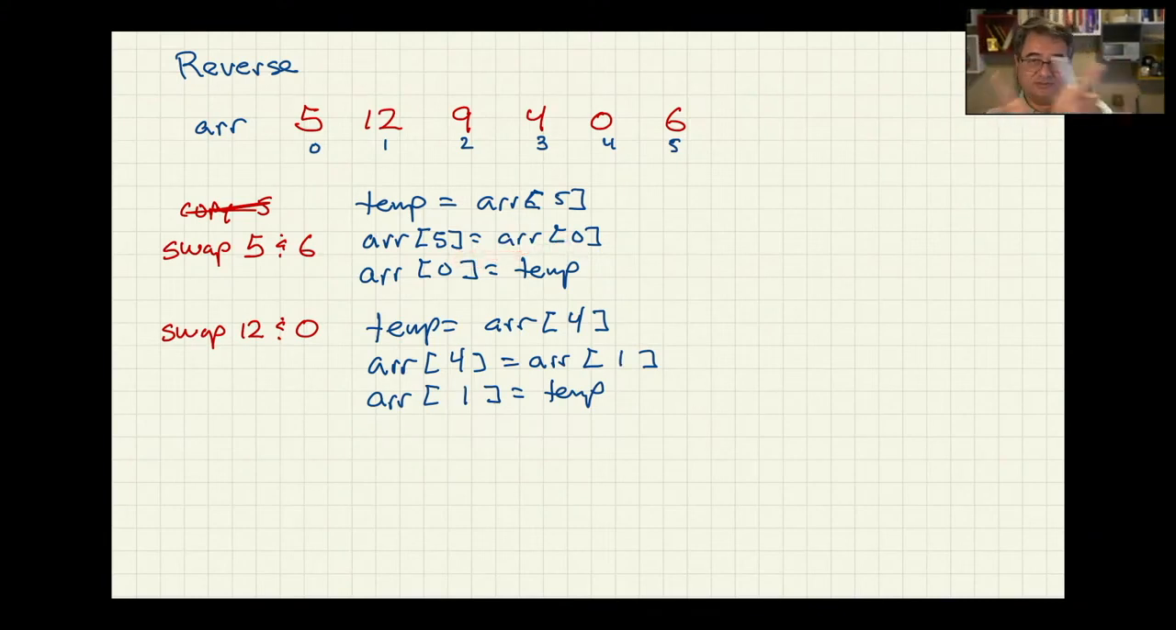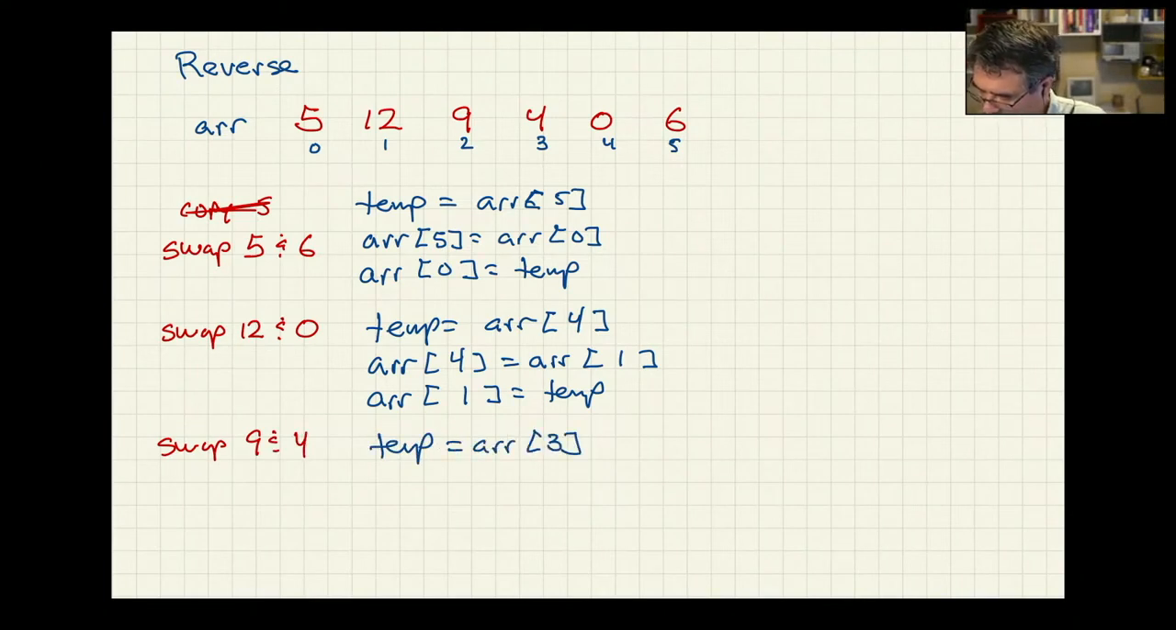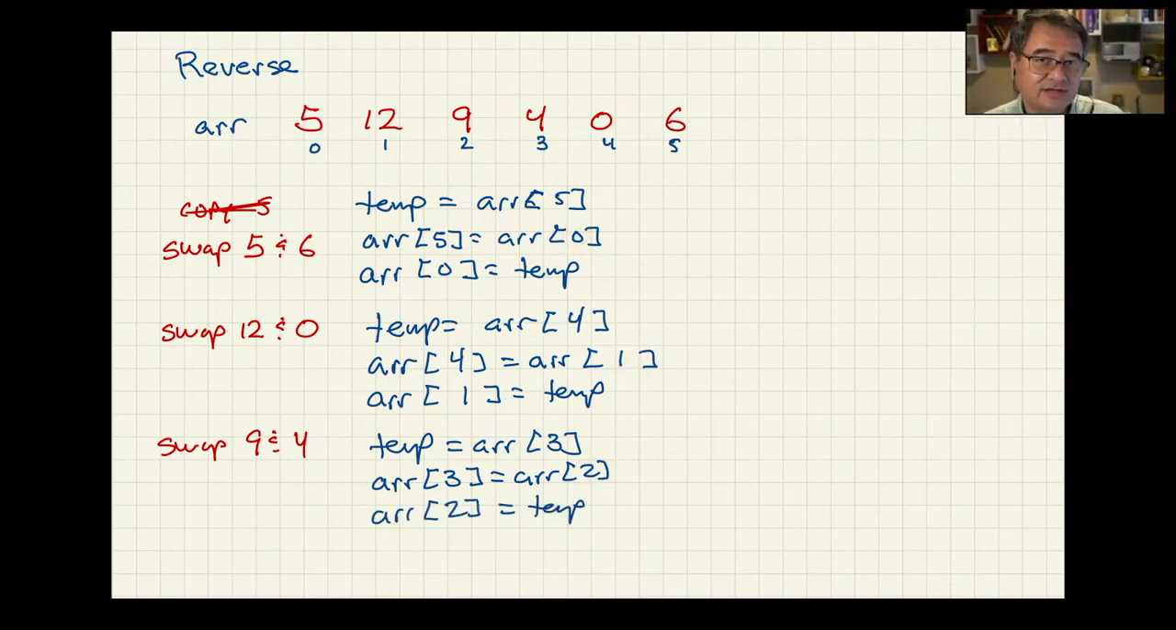Okay, so we swapped the 12 and the 0. And now the last ones are swap the 9 and the 4. So following that pattern, we've got temp equals array 3, and I've seen the pattern going 5, 4, 3. And then these numbers here are going 0, 1, 2, so those are counting up from 0. And then the last thing is to move that temporary variable back into the other array position. And then we're done. The array has 6 elements in it, and so there are 3 pairs of elements to swap. Okay, so let's figure out what these values should be.